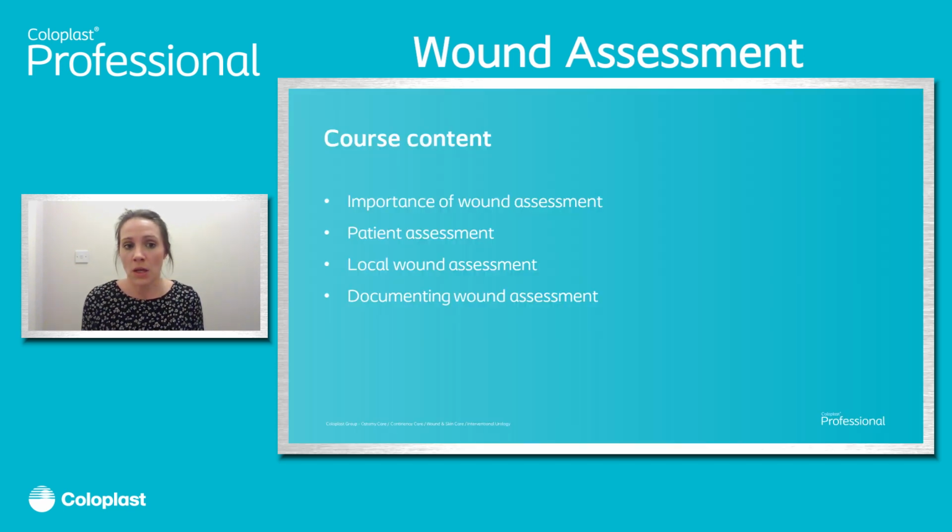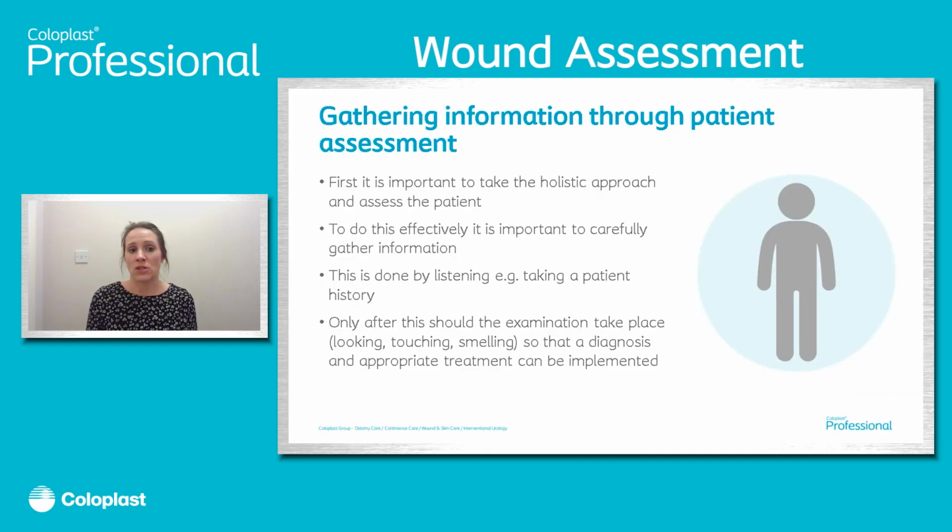So we'll move on now to patient assessment. The gathering of the information. It's really important to undertake not only that wound assessment, but a holistic assessment of the patient, identifying any underlying comorbidities, anything that we need to look at to remove the barrier to healing. And that really is done by listening to our patient, taking a patient history and identifying what the primary cause is and trying to remove any problems associated with that.